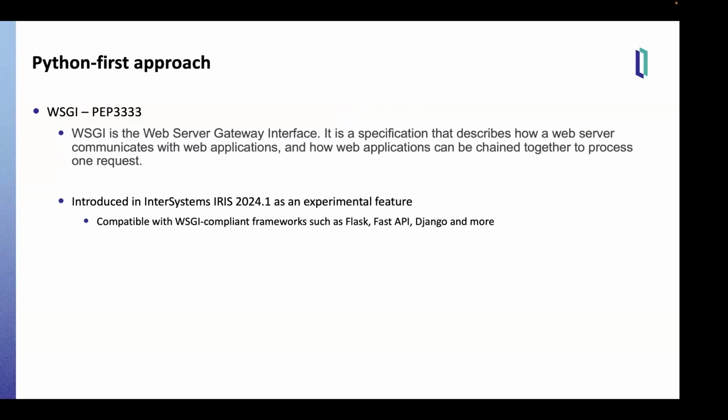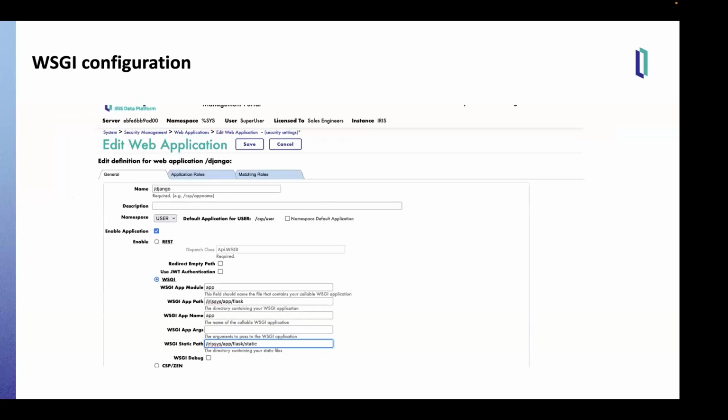WSGI is one of those that's defined in PEP 3333, and is a very popular enhancement for how you interact with web applications and also REST applications. That's introduced as a native feature in 24.1 with the experimental flag, and is compatible with any WSGI compliant frameworks. The way this works is you really just configure a web application, as you do today, as well as for REST applications.